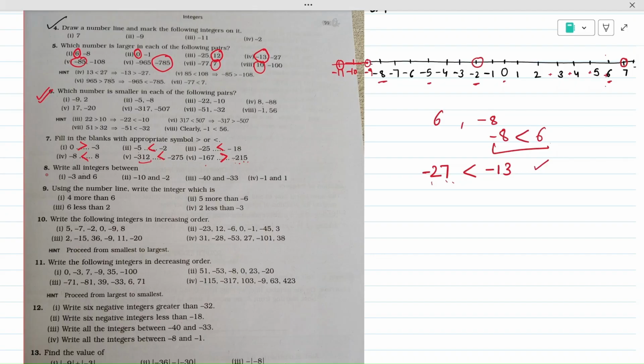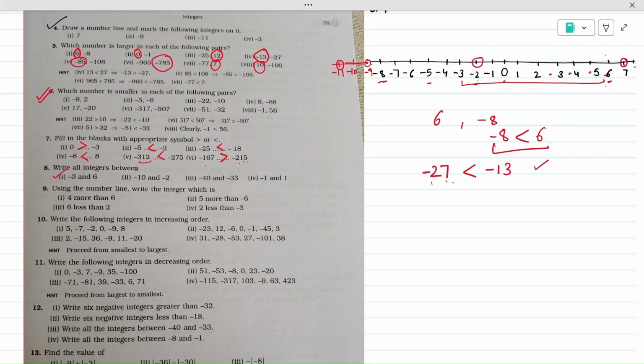Next question is question number 8. Write all integers between minus 3 and 6. So kids, between minus 3 and 6, you can see from here, it is mentioned here. Between these two, we'll have minus 2, minus 1, 0, 1, 2, 3, 4 and 5.